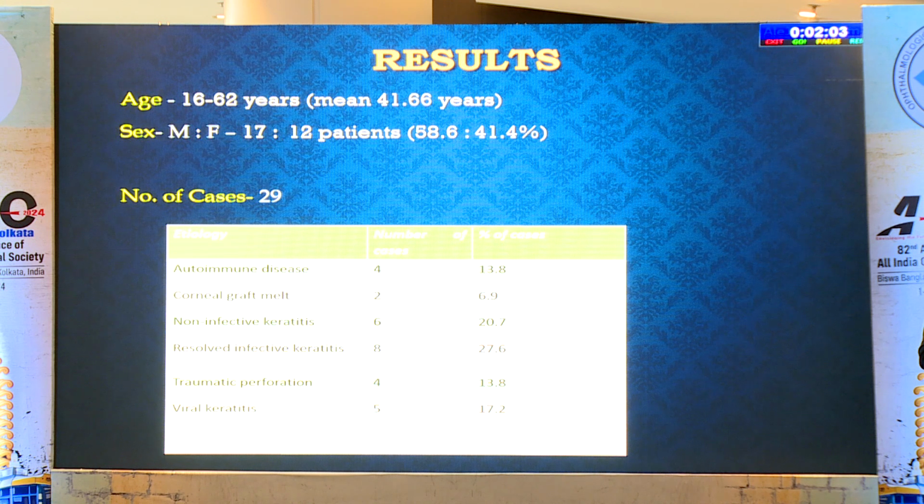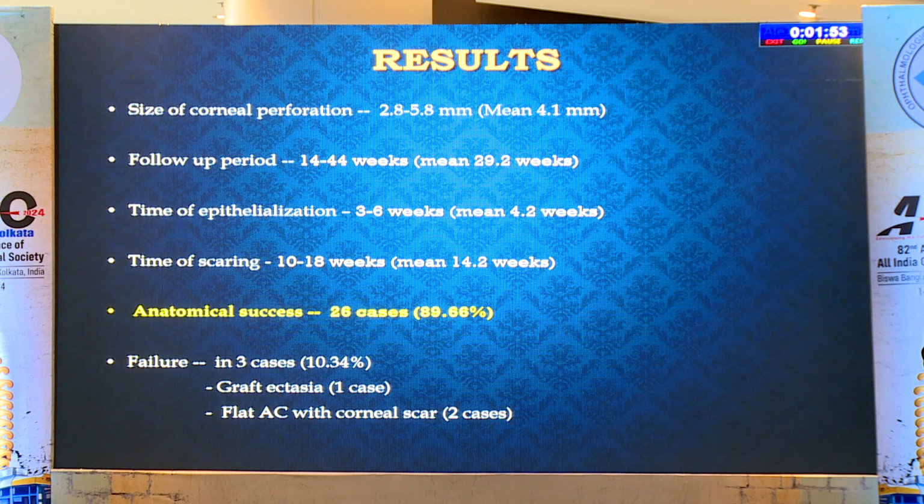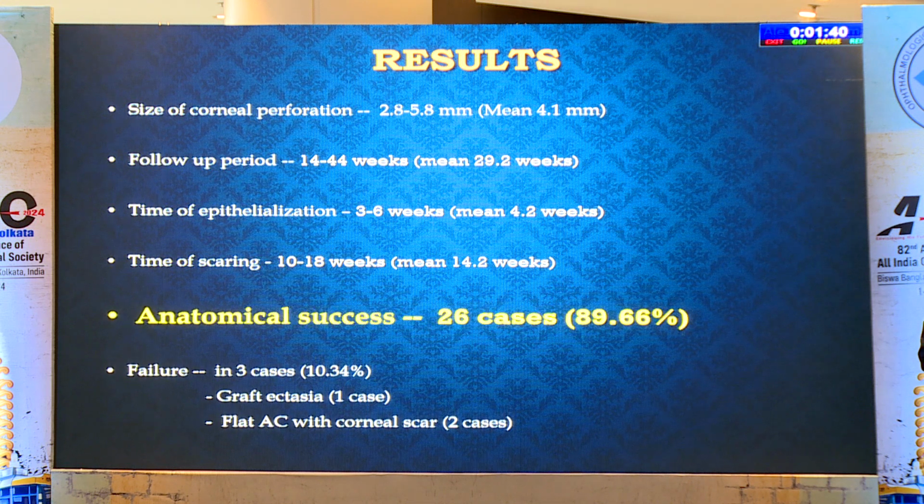So coming to the results, the mean age of the patient is around 41 years, out of which about 60% were male and 40% were female. Most of the cases were resolved infective keratitis. The mean size of corneal perforation was about 4 millimeter. Mean follow-up period was about 29 weeks. Mean time of epithelialization was around 4 weeks, and mean time of scarring was 14.42 weeks. Anatomical success was achieved in around 90% of the cases, and failure was seen in 10% of the cases.